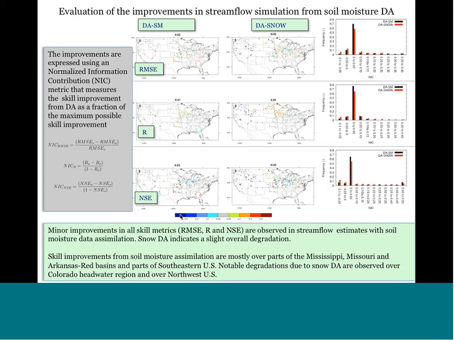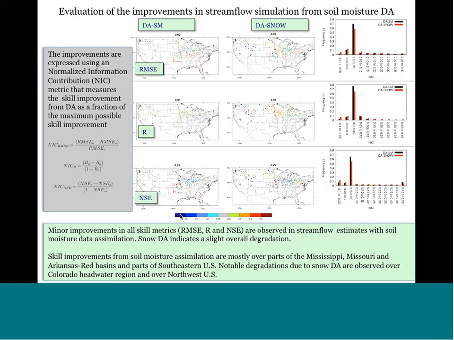And I know it's hard to see, but I'm just going to give you a summary of the results. So we used 3 different metrics, which are what we call normalized information contribution metrics. And these metrics look at the change in either RMS error or anomaly correlation or the Nash-Sutcliffe efficiency. And they look at the change due to assimilation.